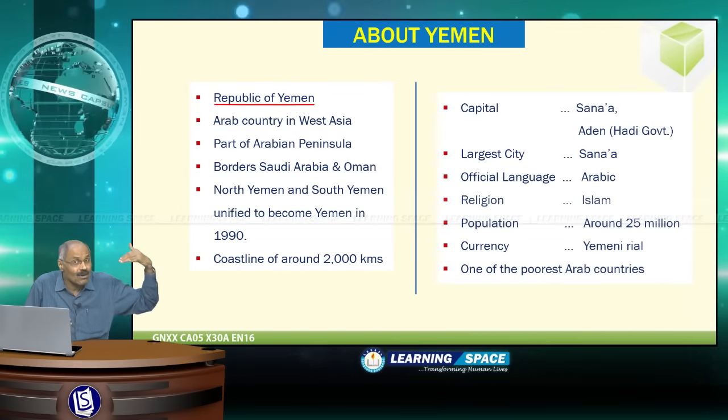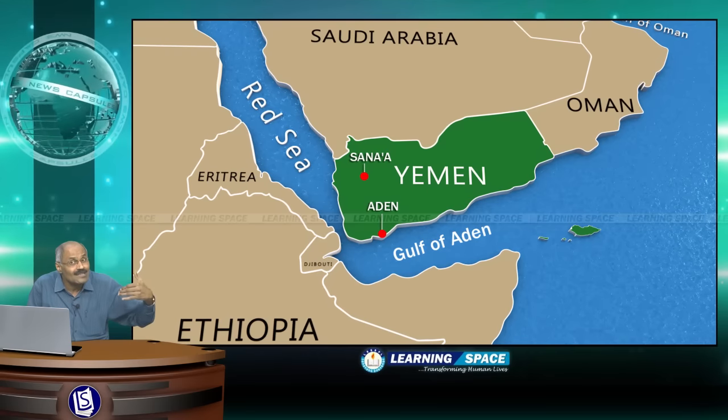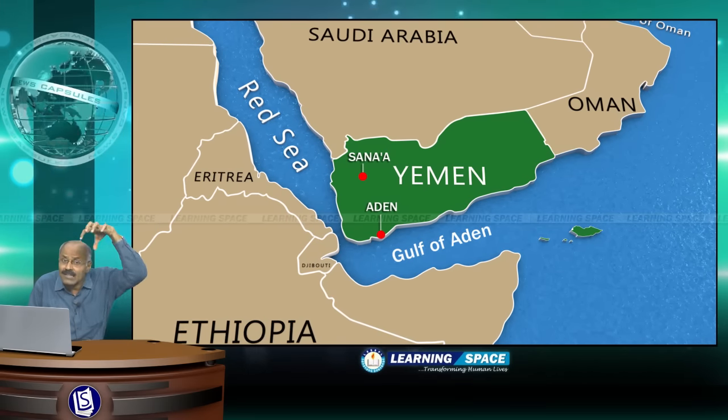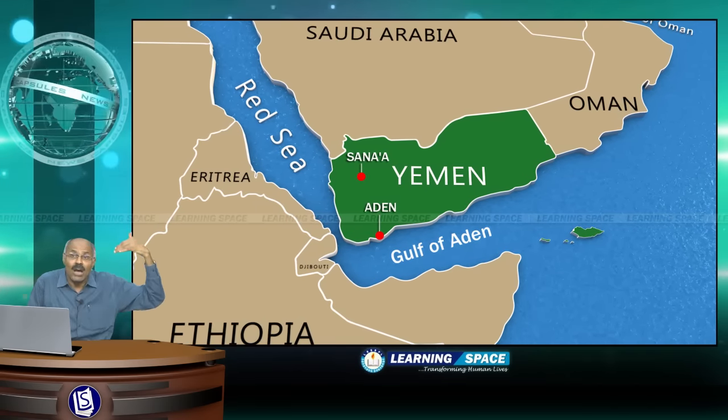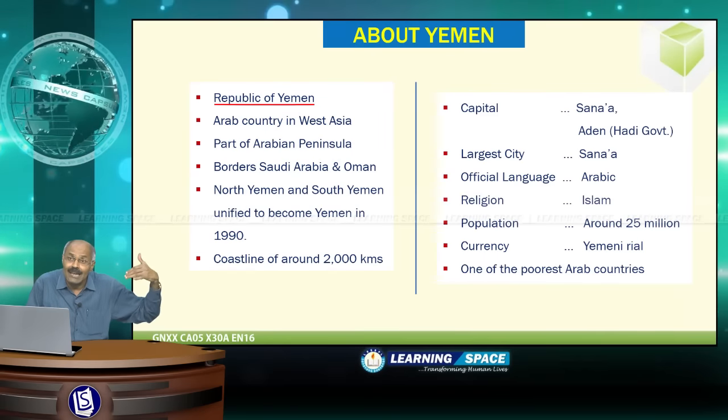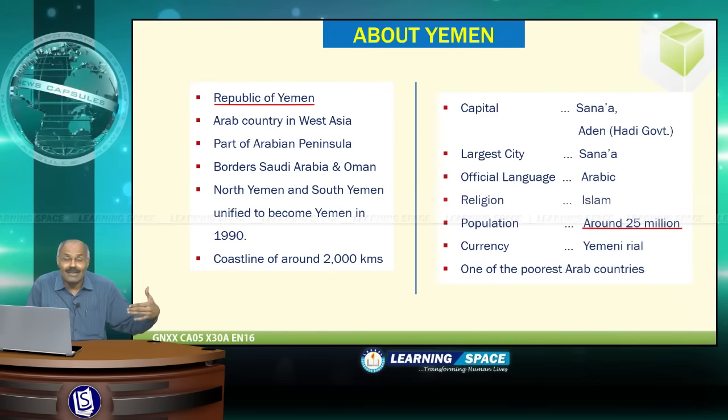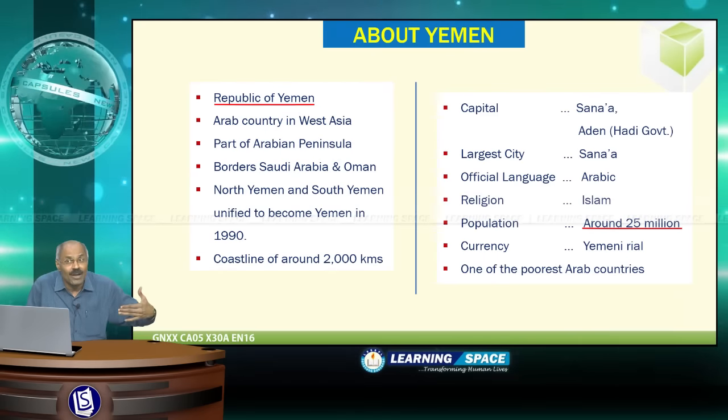The capital is Sana'a. It is the largest city, and now the president, who fled to Saudi Arabia and returned to Yemen, established the government from the coastal city of Aden. Please look into this slide. Sana'a is situated somewhere in the interior of the country, and Aden is towards the Gulf of Aden. These two cities are situated, one on the coastline and the other, Sana'a, in the interior. The official language is Arabic and the religion is Islam. Population is around 25 million, and around 2.5 million are displaced from their homes.